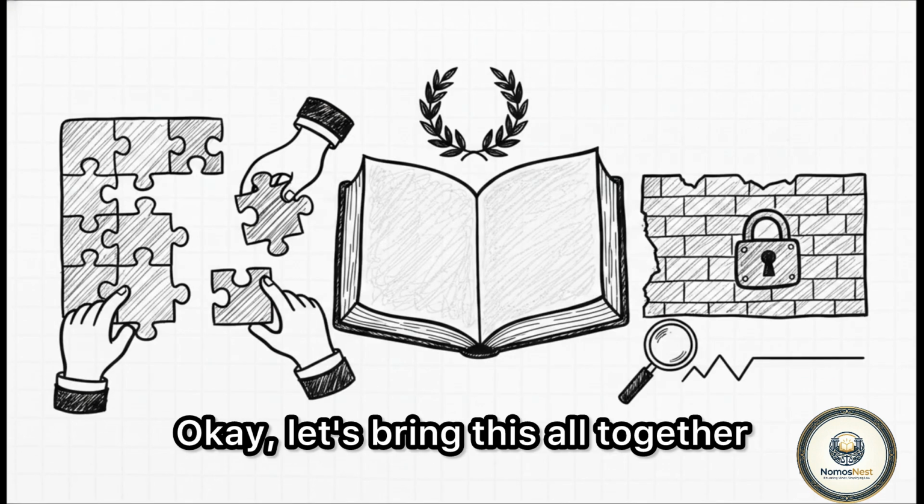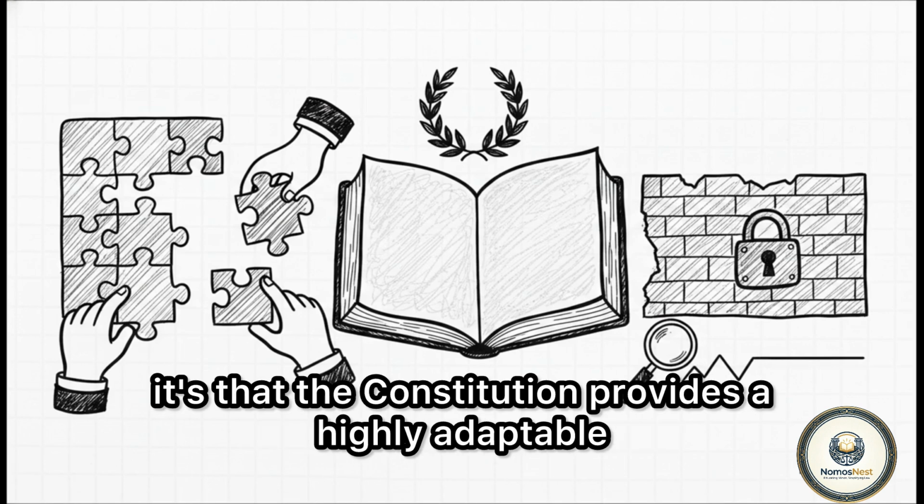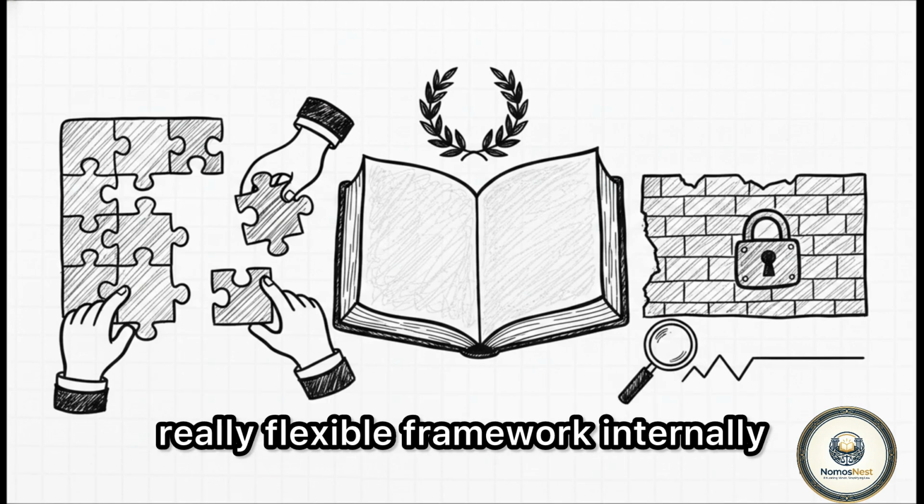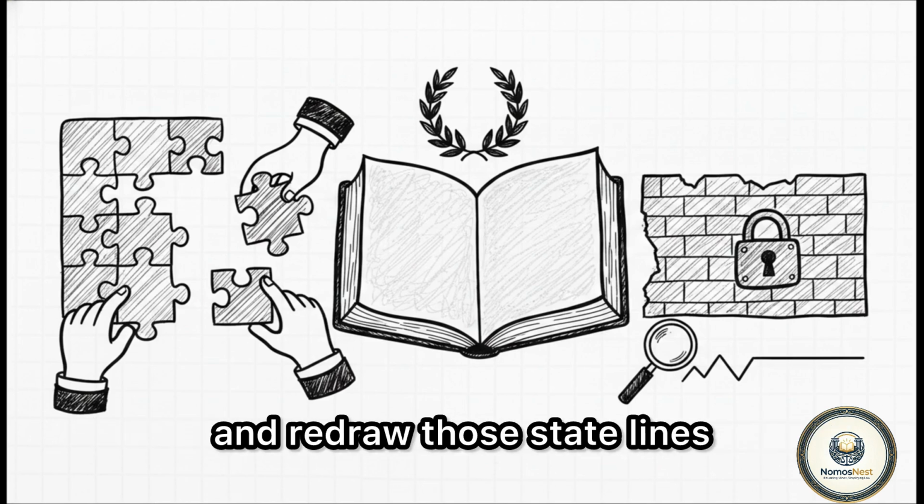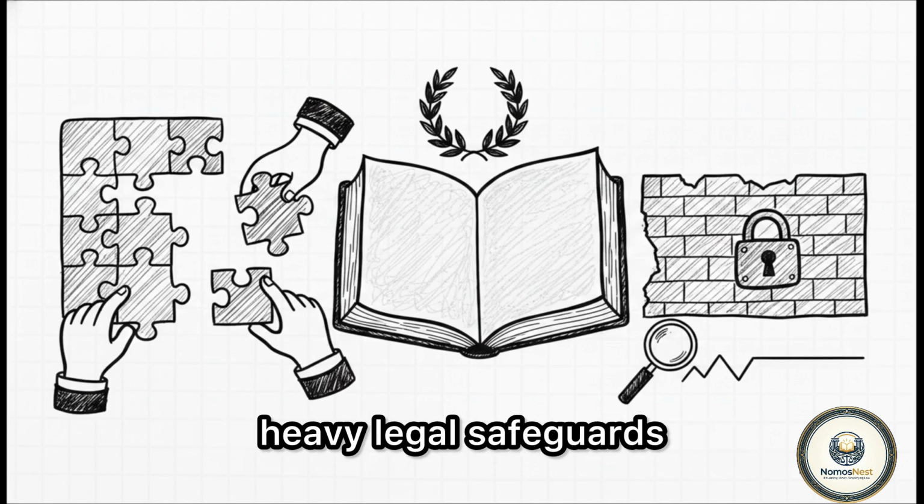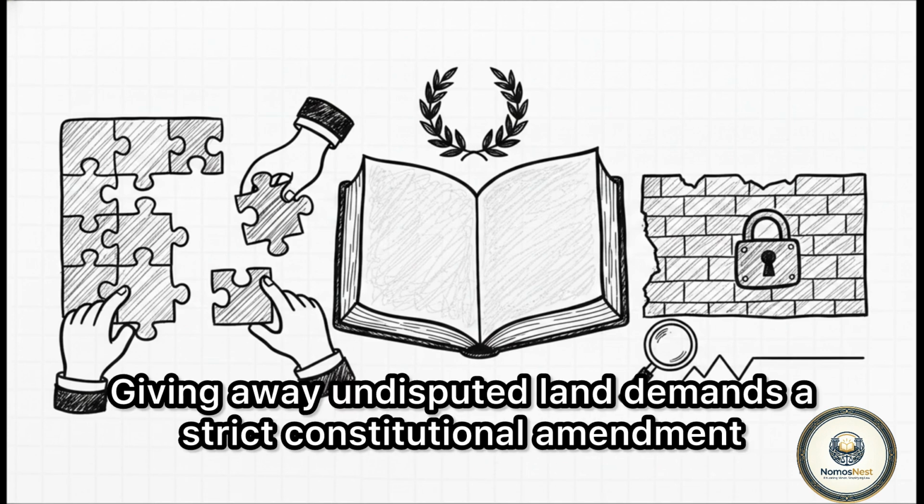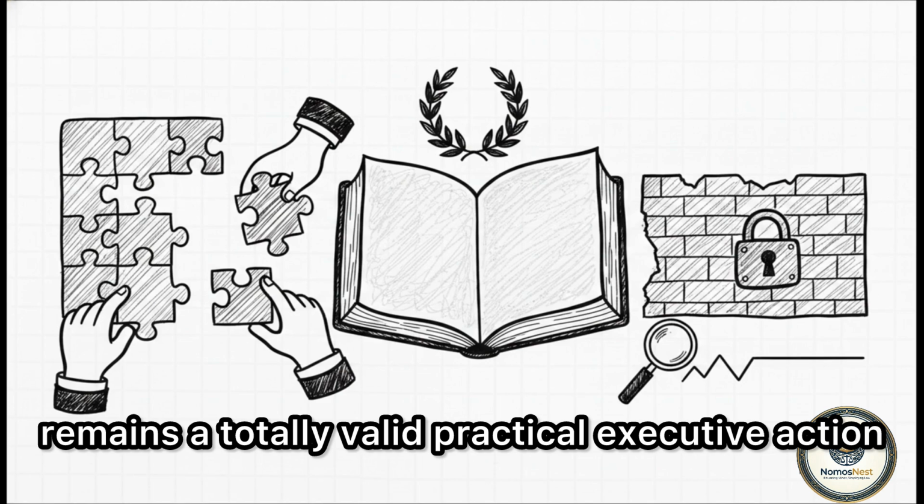Okay, let's bring this all together. If there's one big thing you should take away from this explainer, it's that the Constitution provides a highly adaptable, really flexible framework internally. Parliament has immense power to just draw and redraw those state lines. But externally, it throws up robust, heavy legal safeguards. Giving away undisputed land demands a strict constitutional amendment, whereas simply settling a hazy, disputed border remains a totally valid, practical executive action.